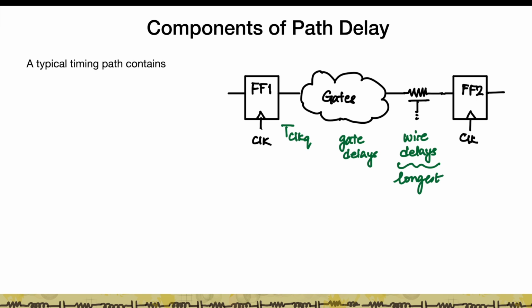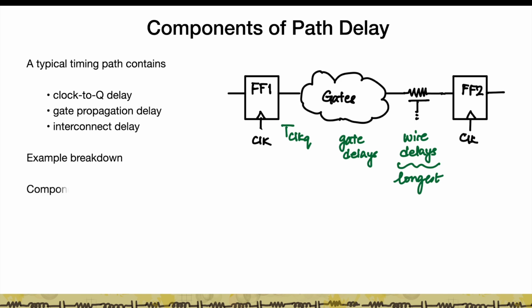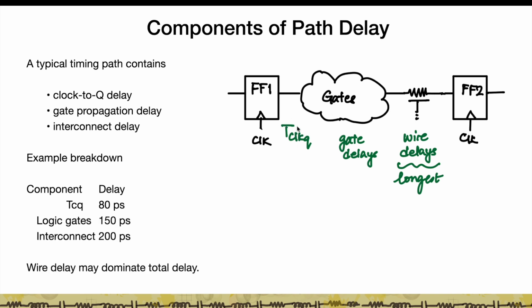Before we focus on wires, let's zoom out and look at where delay actually comes from in a timing path. When a signal travels from one flip flop to the next, it accumulates delay from three sources. First, the clock to Q delay of the launch flip flop. That's fixed by cell design. Second, the propagation delay of the logic gates along the path. Third, and this is the one we are focusing on today, the delay of the interconnect wires, stitching it all together.